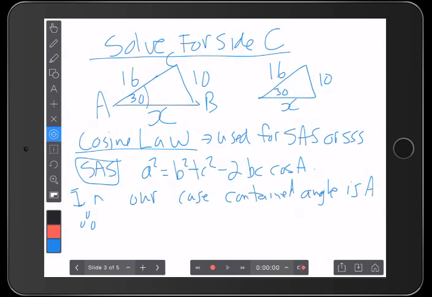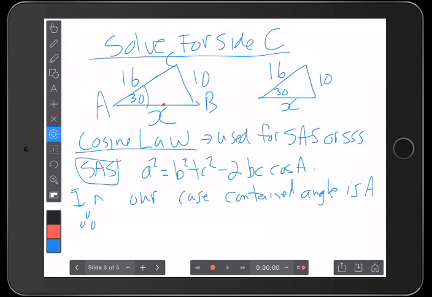So we're going to solve for side C. We're going to do that with the cosine law. Normally with the cosine law, what you do is you have a contained angle right here. And by the way, it's side, angle, side. So 16 would be known, 30 degrees would be known, X would be known, so it would be a number. And this would be your unknown over here for the cosine law. And that's how you'd use it.